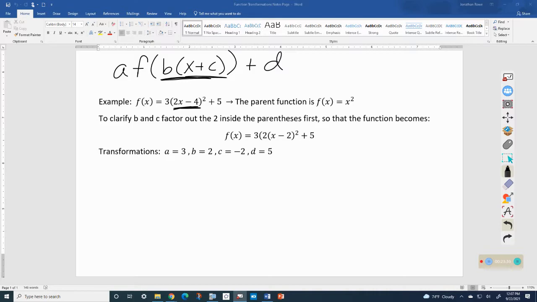So that means with this, I'm going to rewrite it as f of x equals 3 times, and then since there's a 2 in front of the x, I'm going to pull a 2 out. And what's left on these two terms, when I pull that 2 out, it'll be x minus 2, right? When I factor out a 2, plus 5.